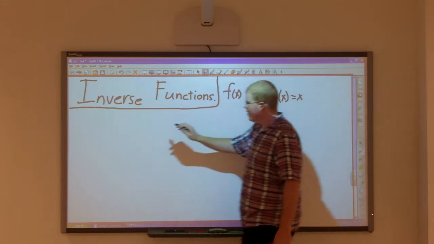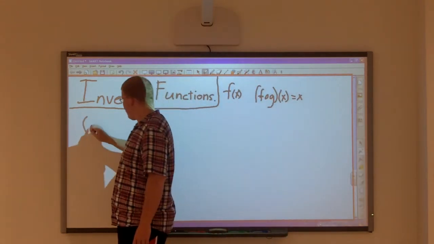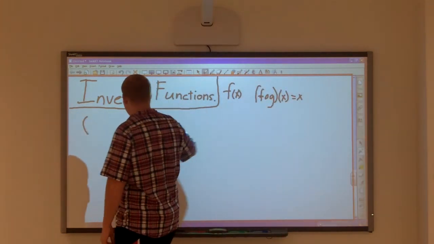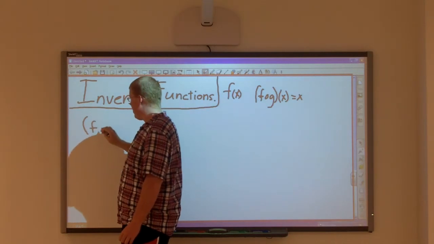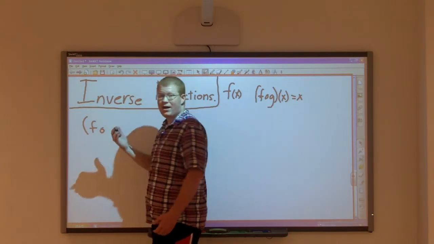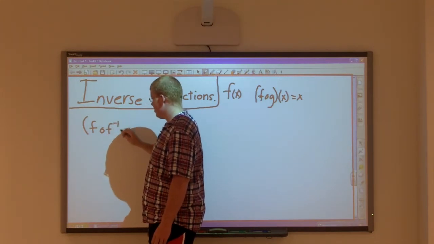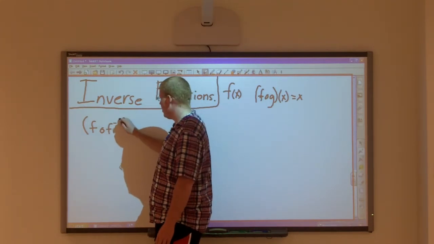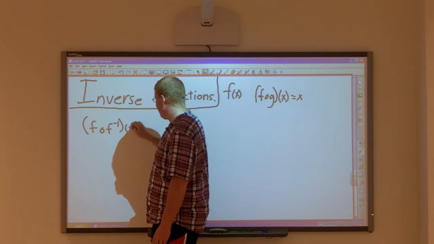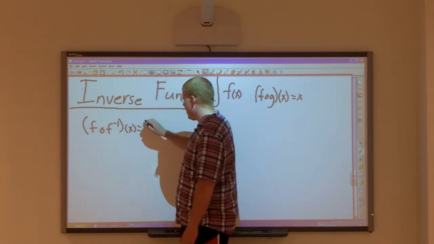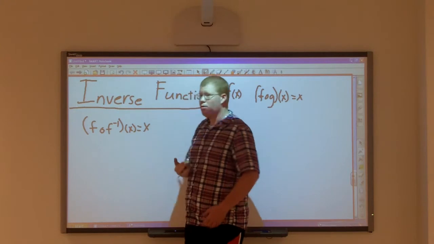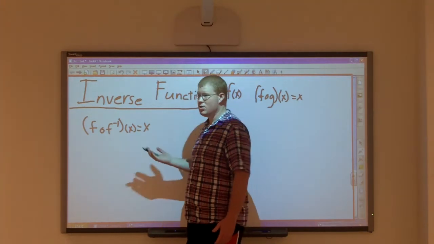So what it's saying is that if this is f, and we say g is the inverse function, or f inverse, that's how we denote an inverse function, then f of f inverse of x is just equal to x. So what examples can we think of where this is true?